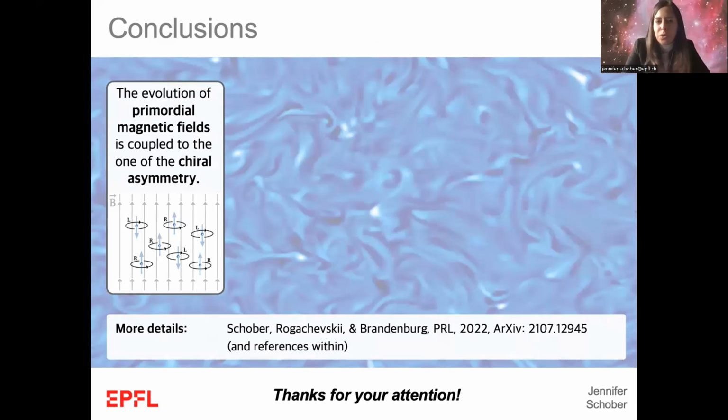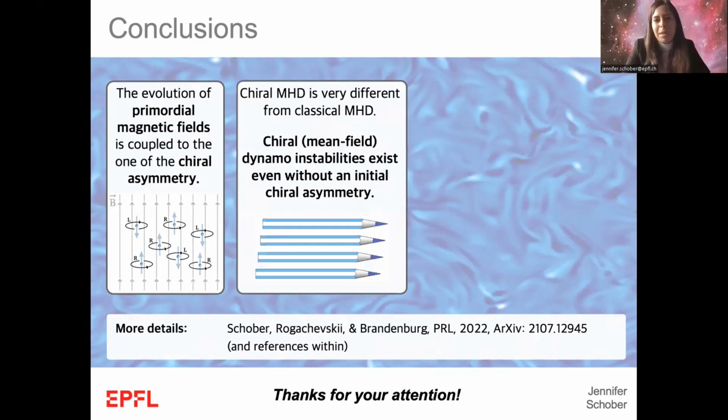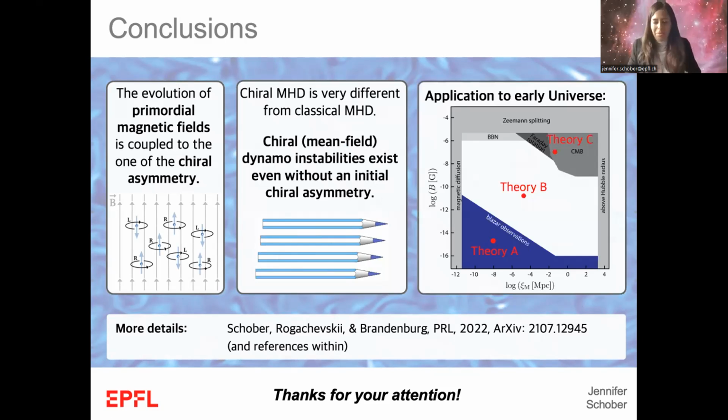So the evolution of these primordial magnetic fields is coupled to the evolution of this chiral asymmetry. So we have to use chiral MHD if we want to describe really the first second of the primordial plasma. And this is very different from classical MHD. And in particular, we have shown using the pencil code that chiral mean field instabilities also exist even if there's no initial chiral asymmetry in the early universe. And our final goal of all of these studies is, of course, to use these results of the evolution of primordial magnetic fields in order to distinguish between different early universe theories as summarized in this plot.